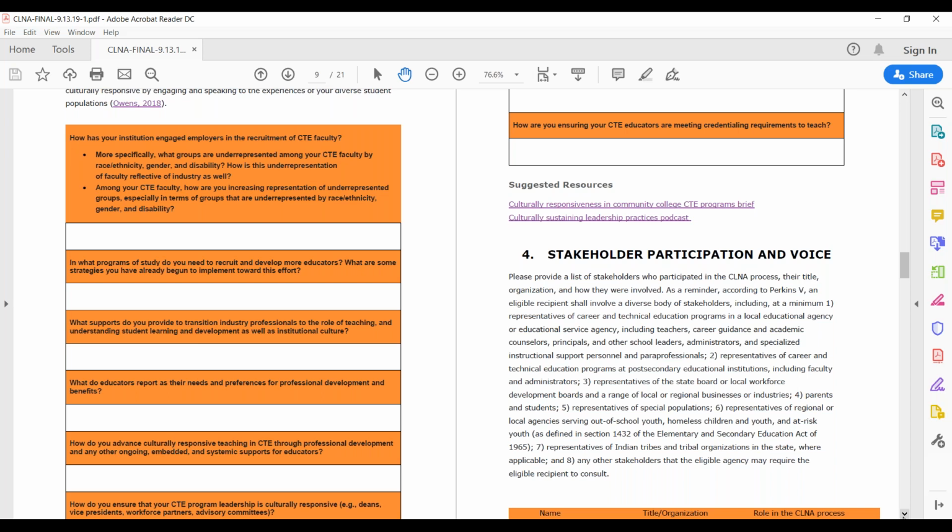The one piece that I would add to that, don't forget about your high school partners who are teaching dual credit courses along with you. And many of them might also be bringing a certain element of diversity to that CTE instruction. That's a great point. Yeah.